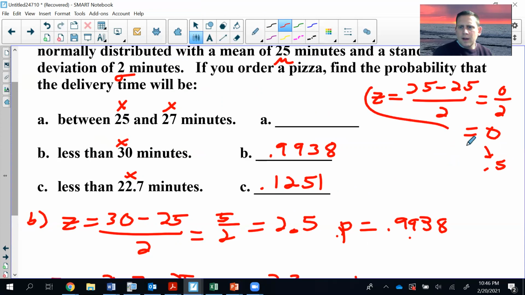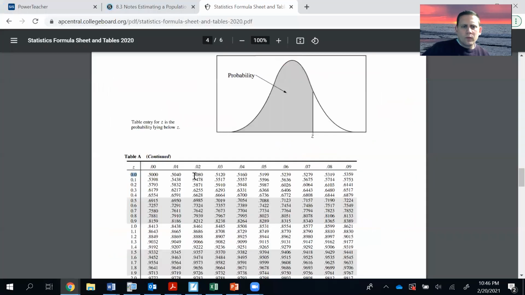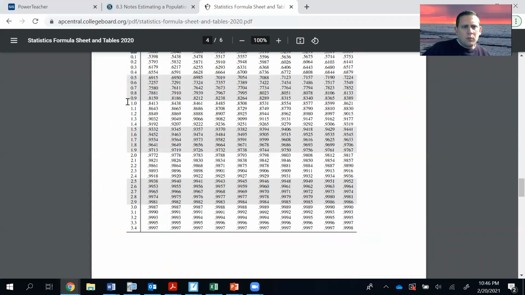Now I just need to do the z-score for the 27. So I got 27 minus 25 over 2. So that's 2 over 2, which is 1. So now I need to look up the 1. So again, I go back to my table and I find just 1.00, so 0.8413.